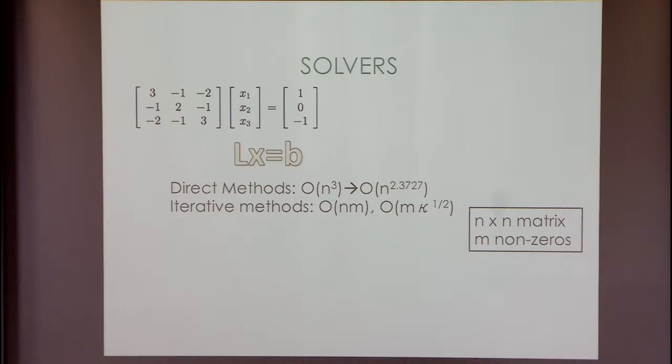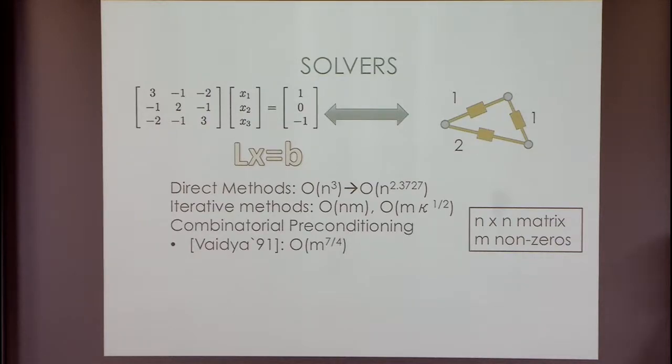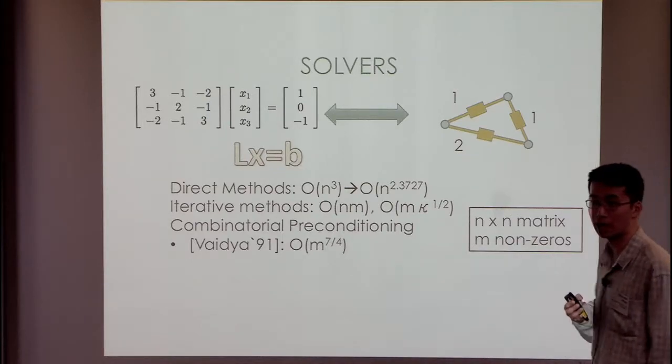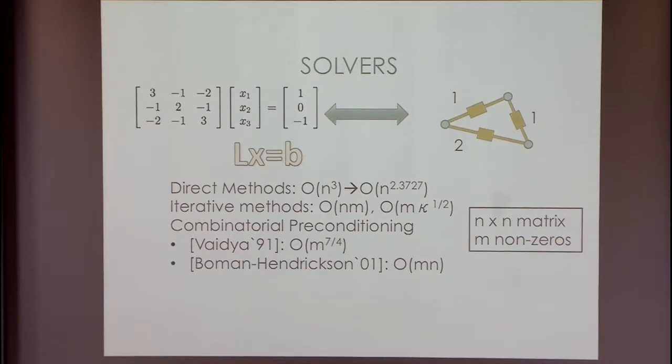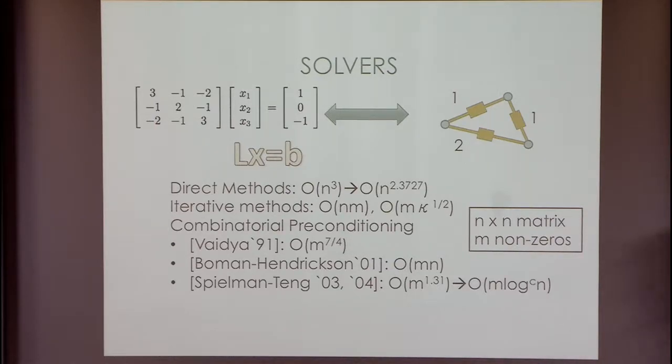But because we're dealing with graph Laplacians, we can also use the fact that it's a graph and make gains through this graph theoretic connection. This led to an area known as combinatorial preconditioning. The first result in this direction was by Vaidya, who gave an algorithm that ran in about m to the 7/4 time. And then there were many subsequent improvements. Boman and Hendrickson showed you can get to n times m. Spielman and Teng showed first that you can get to m to the 1.31 running time, and subsequently to about m polylog n. This is what we call the Spielman-Teng solver.